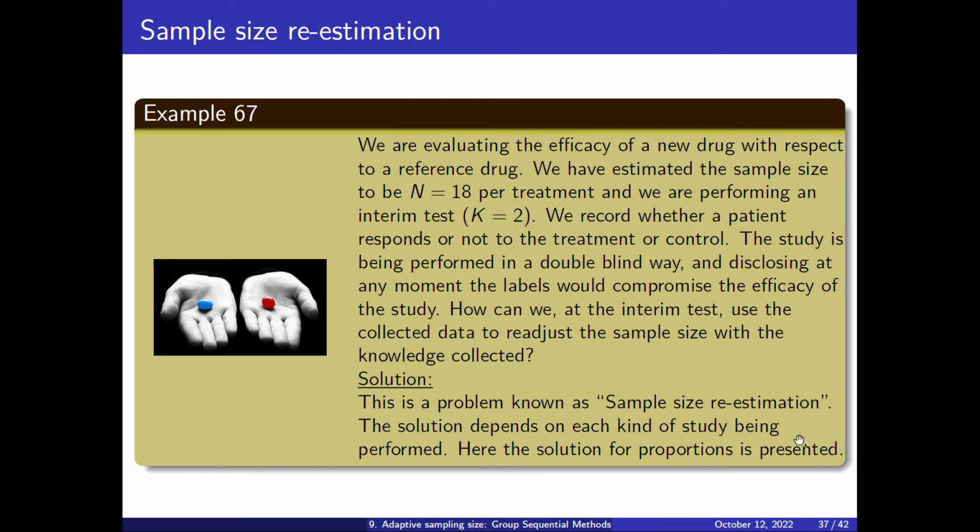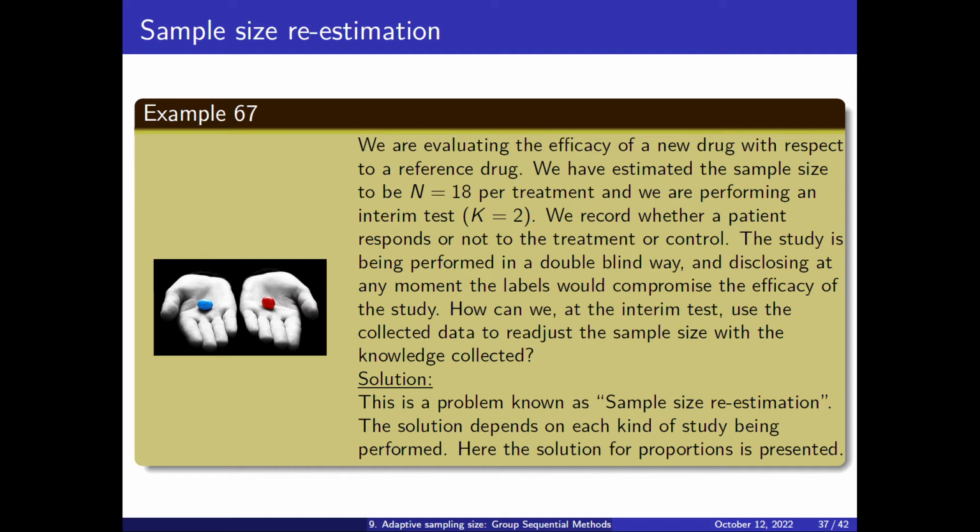Okay, so let's say that we are evaluating the efficacy of a new drug with respect to a reference drug. We have estimated the sample size to be n equal 18, and we are performing an interim test, only one, so we have two stages, and we record whether a patient responds or not to the treatment or control. The study is being performed in a double-blind way, and we don't want to disclose the labels. So how can we, at the interim test, use the collected data to readjust the sample size?